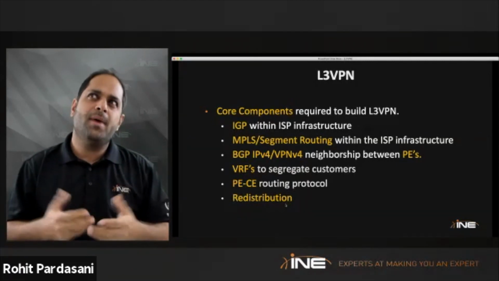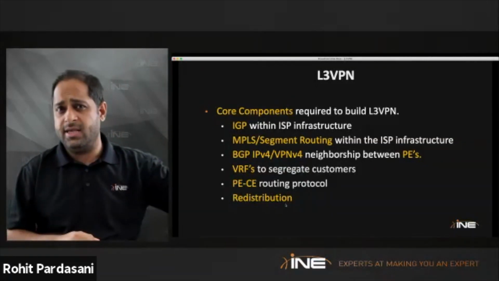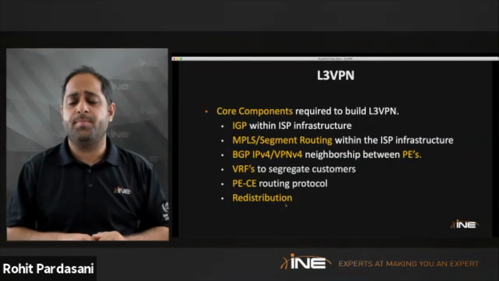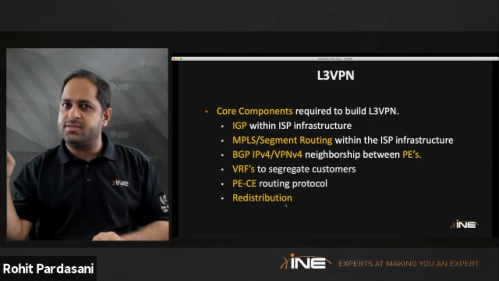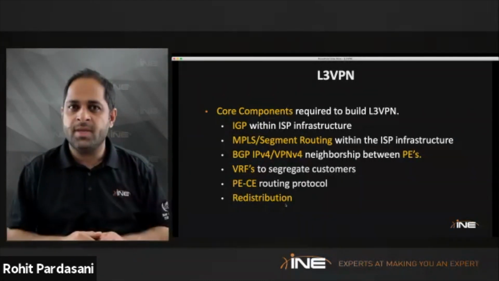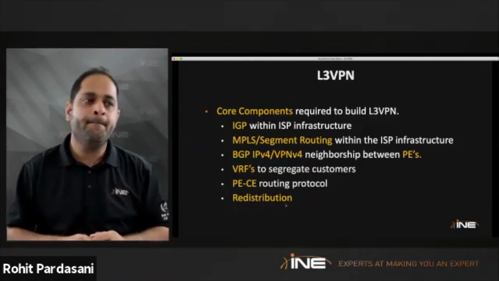Think about it like this: let's say customer A is advertising 192.168.1.0 and customer B is also advertising the same thing. When the remote PE gets the route, how does it know that this route belongs to customer A or customer B? How can it segregate those routes? That's done with the route distinguisher.